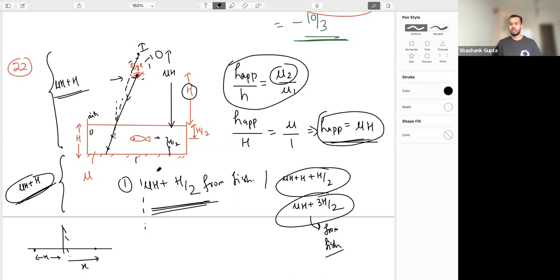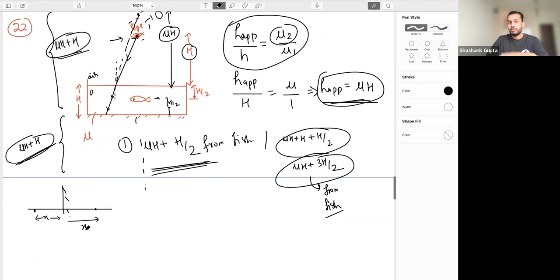Understand? What I'm saying now is, can I say there is a possibility that this is the eye? First, if the ray is going inside, it has to pass from air to water. So this mu h, I'm sure, is clear to everyone, right? So if the ray is going directly to the mirror, can I say for the mirror the object distance is mu h plus h? Quickly tell me. The object distance for the mirror is mu h plus h.